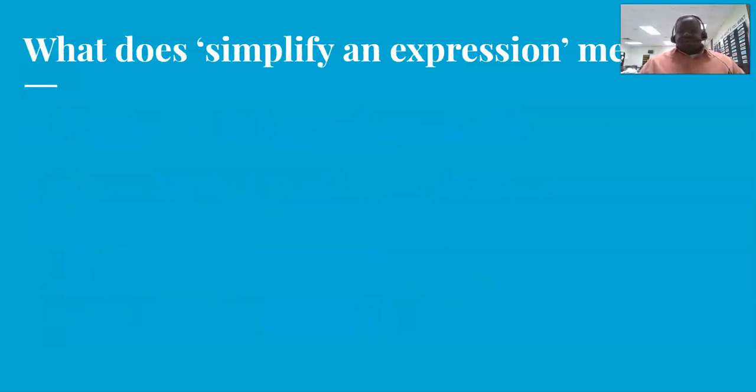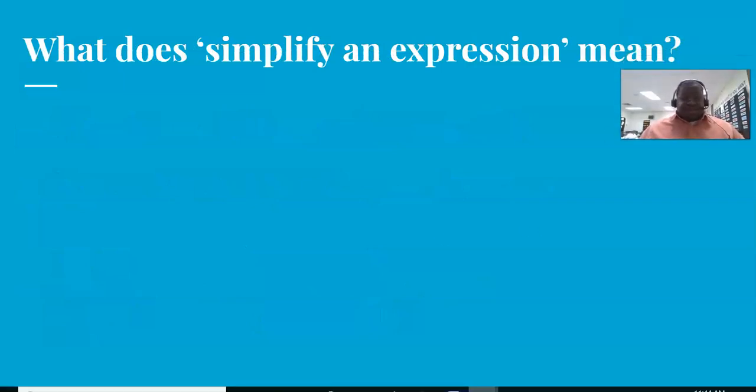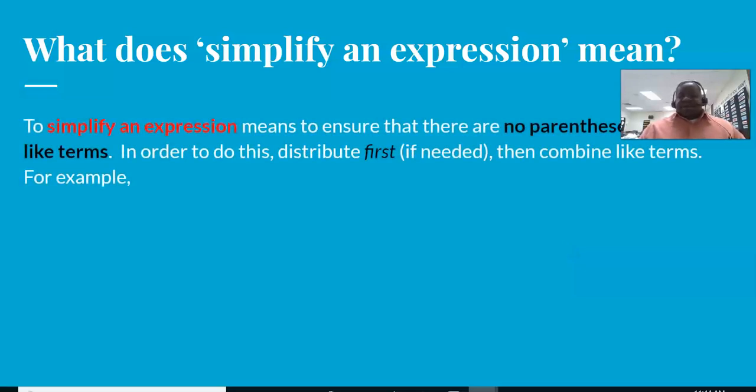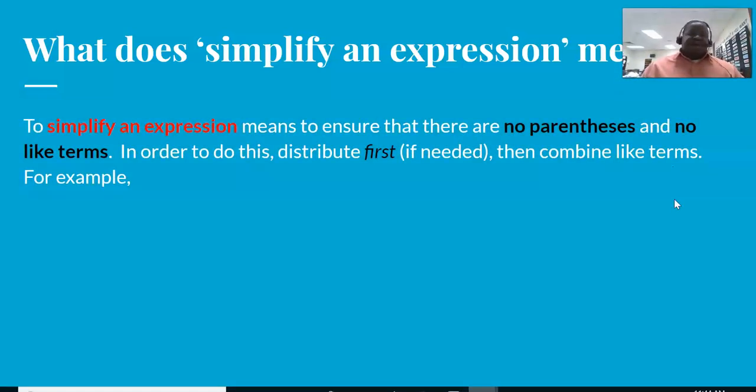So what does it mean to simplify an expression? As before, we're having to move the picture around a little bit to get all the text because I'm still learning how to use it, but just bear with me. All right, so to simplify an expression means to ensure that there are no parentheses and no like terms. In order to do this, distribute first if needed, and then combine like terms. So we're going to get rid of our parentheses, and then we're going to combine all of our like terms when we simplify an expression. So let's take a look at it.